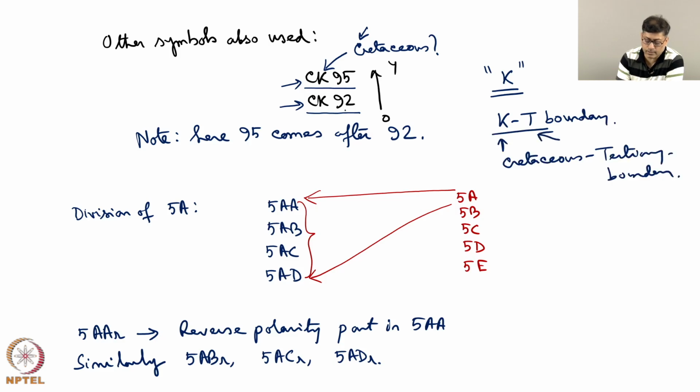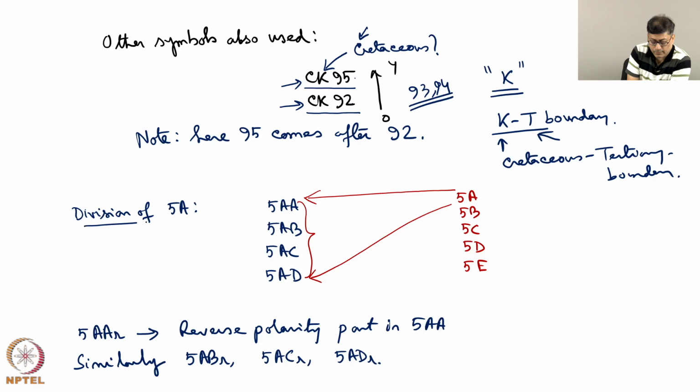And interestingly, in the magnetostratigraphic chart, immediately above CK92, CK95 is found. That means 93 and 94 are missed. One possibility is that earlier CK93 and CK94 were defined, but then some overlap was found. Therefore, wisely, 93 and 94 were deleted.